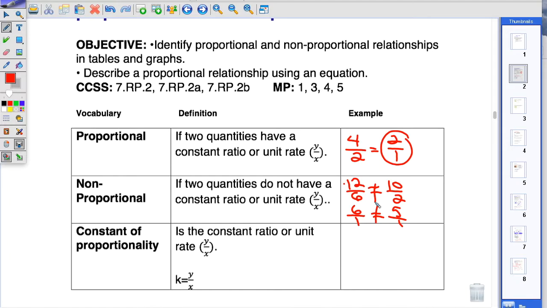The constant of proportionality definition is the constant ratio or unit rate where we have y over x. The variable to identify the constant ratio is k, and we want to have y over x. The constant ratio is y over x. So in the first example, the constant ratio would be 2 over 1.